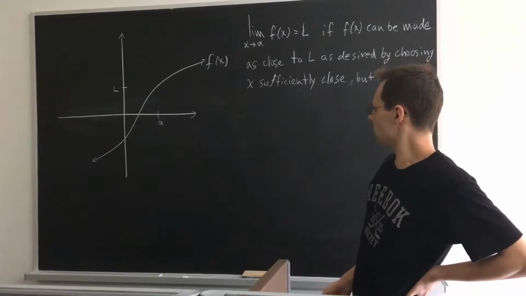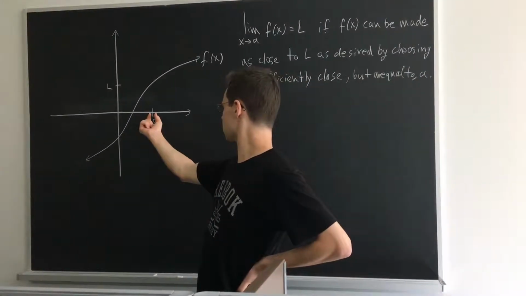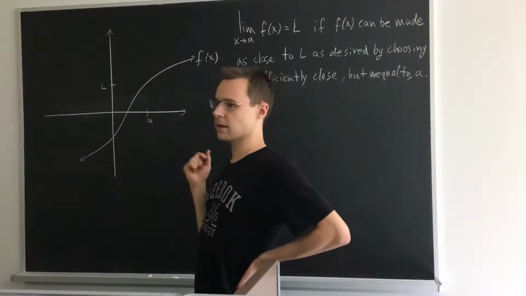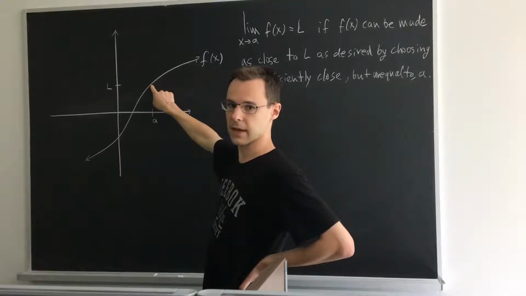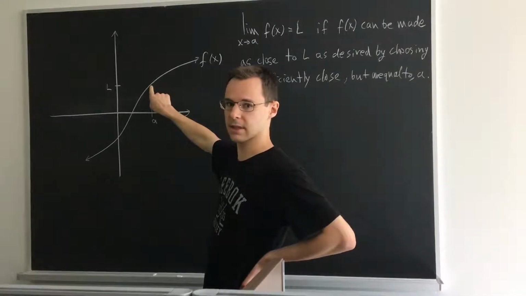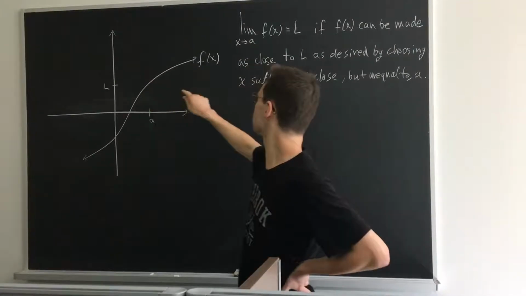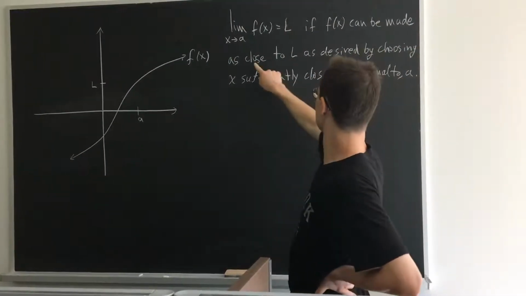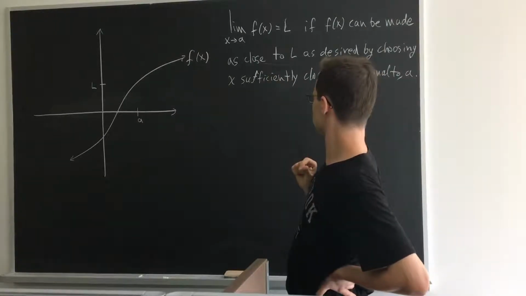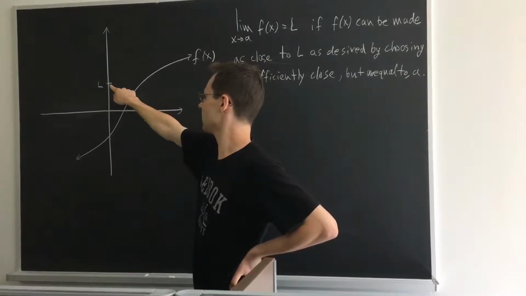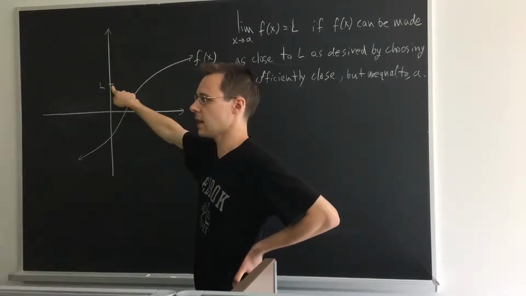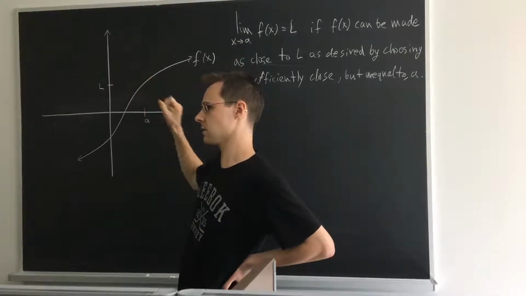So what that means is, as you choose x values which are closer and closer to our point a here that we're considering, the values of the function f will be closer and closer to L. What does that mean formally? We can make f of x as close to L as desired. So the distance between the function f of x and what we believe the limit to be, L, can be made as close as desired.